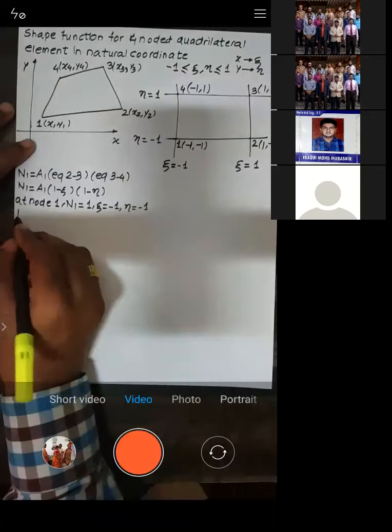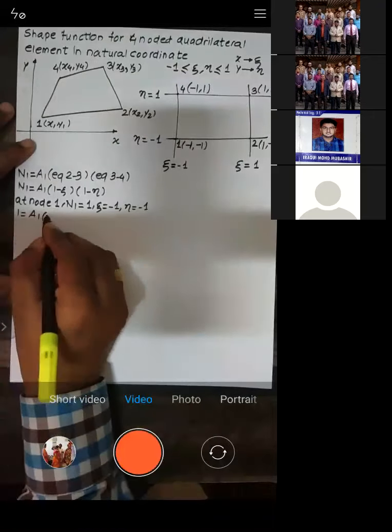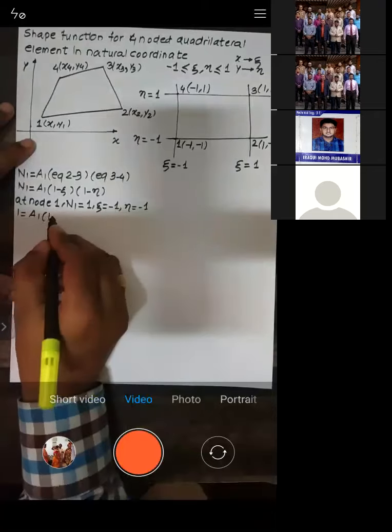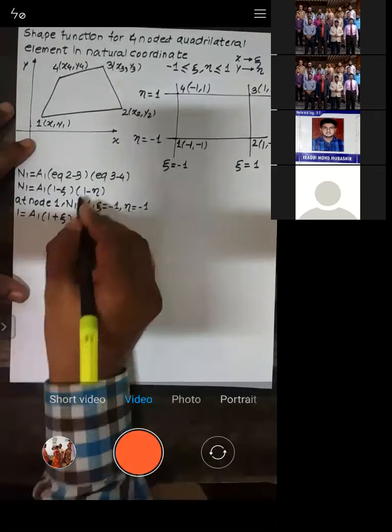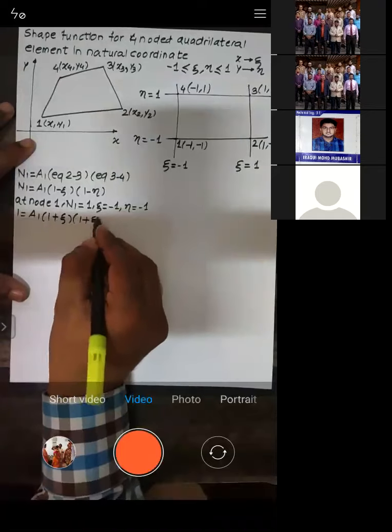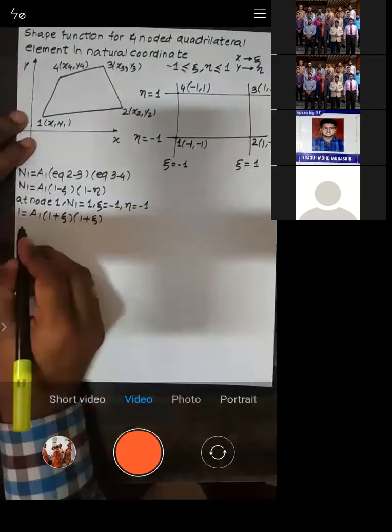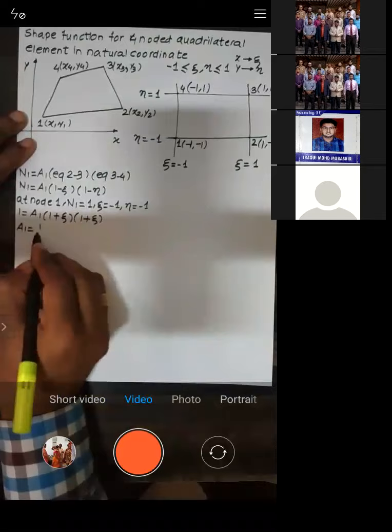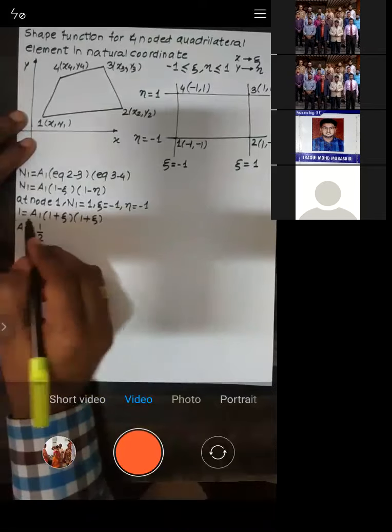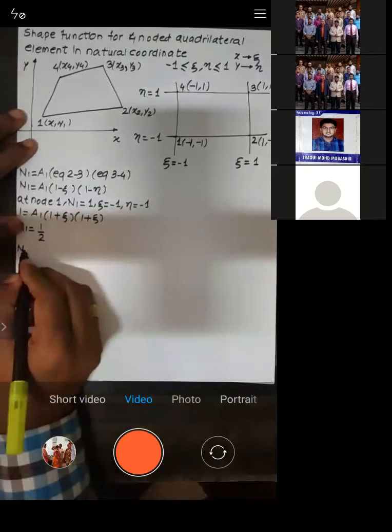So now 1 is equal to a1 into (1 minus (minus 1)) into (1 minus (minus 1)). So what will you get? A1 is equal to half. Is it okay?